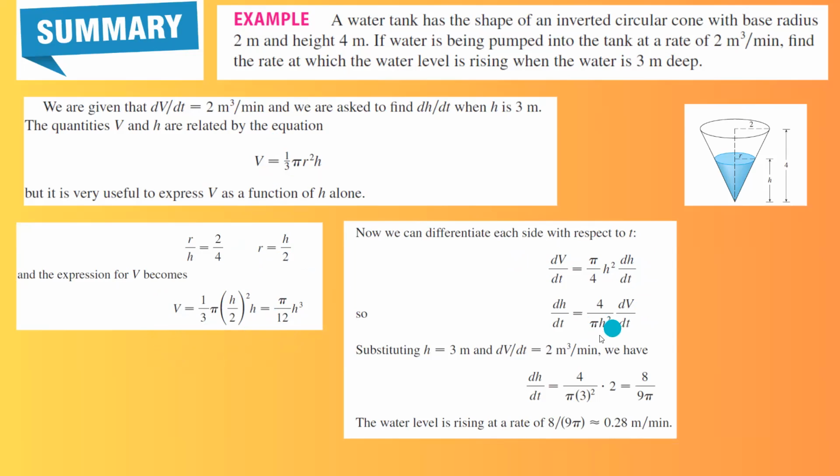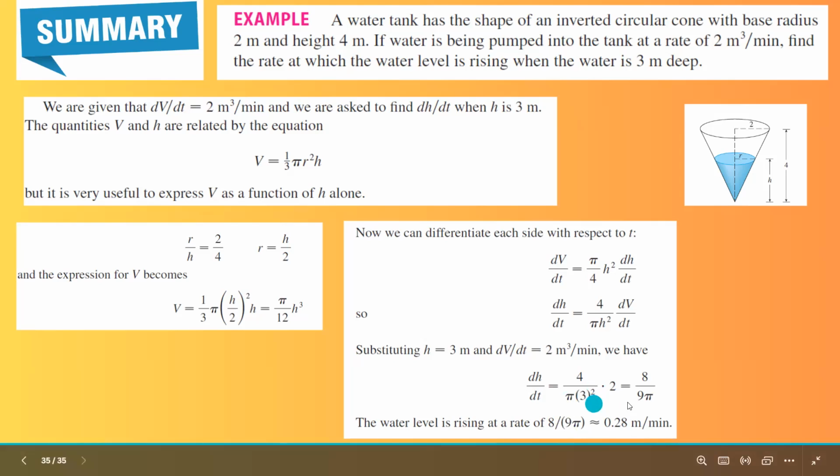Now substitute everything that we have. dV/dt from the question is given to us as 2. h is 3. And then do the multiplication and division. dH/dt is 8 over 9 pi, or 0.28 meters per minute.